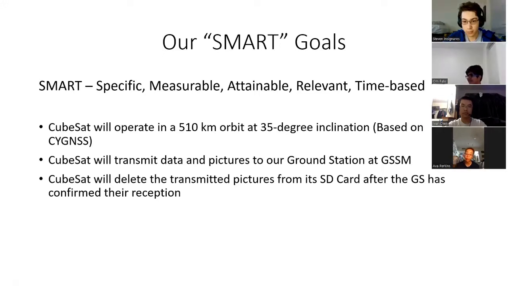For our SMART goals, SMART standing for specific, measurable, attainable, relevant, and time-based, we want our CubeSat to operate in a 510 kilometer orbit at a 35-degree inclination based on the CYGNSS. Our CubeSat will transmit data and pictures to the ground station at GSSM, and it will delete the transmitted pictures from its SD card after the ground station has confirmed reception. We plan for this to take a relatively short time, around 10 minutes for transmission to the ground station.